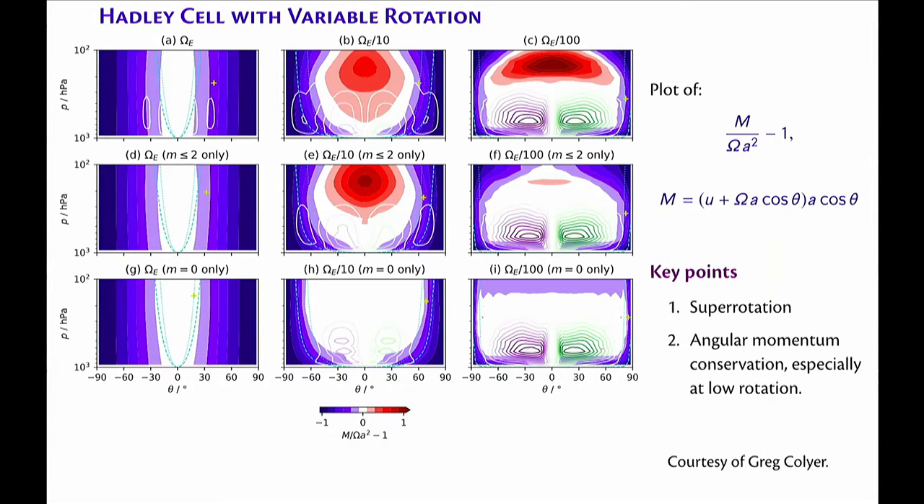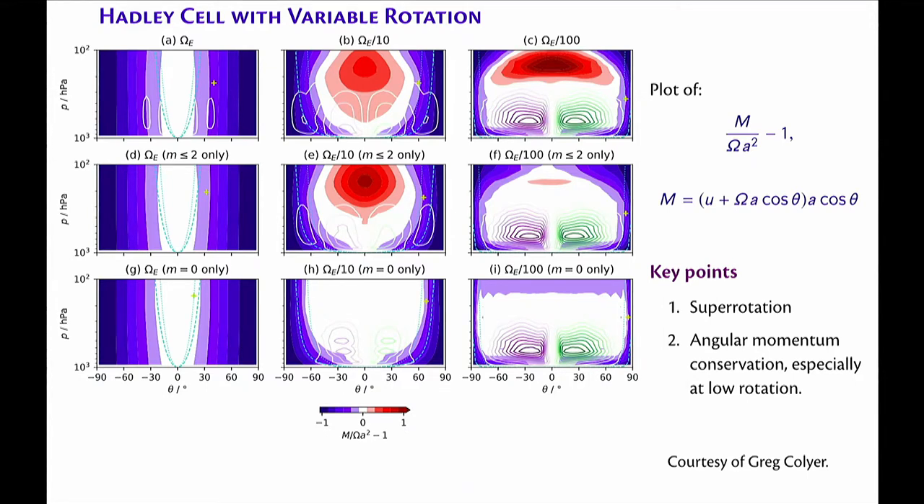So if you actually perform simulations at low rotation rates, this is Earth with a tenth of the rotation, and this is a planet with one hundredth of the rotation, which is approaching Venus. What we're actually plotting is the angular momentum, m, normalized by omega a squared, subtracted by 1. So essentially, where it is all white, it's conserving angular momentum. And the three plots, well, look at the top plot, really, and the bottom plot.